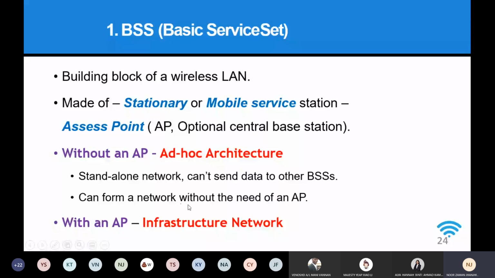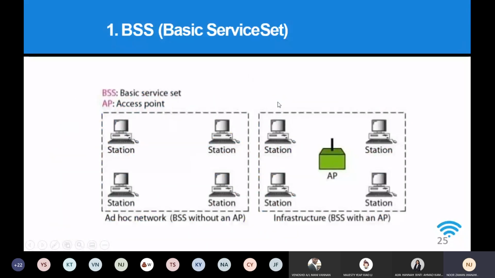It can form a network without the need of an access point, and with an access point it is an infrastructure network as well. So it uses an access point as well. It can be formed without an access point. It can be for distribution. It can be for the mobile service. And how is it? This is the figure you can see.